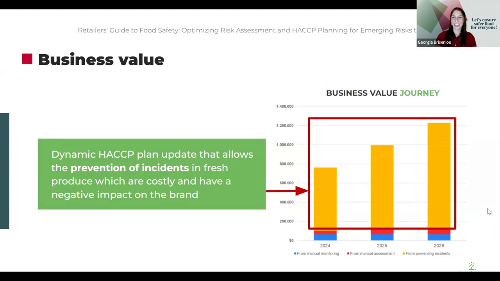Thank you, Giannis. Back to you, Georgia, for the last poll and then to sum up. Thank you very much. These were some very interesting client use cases, and we talked about different business values.